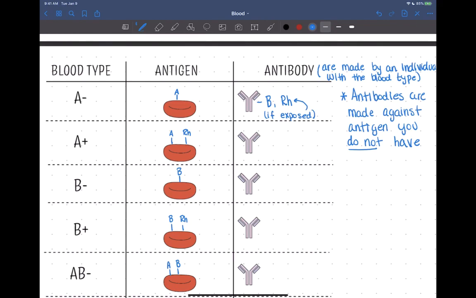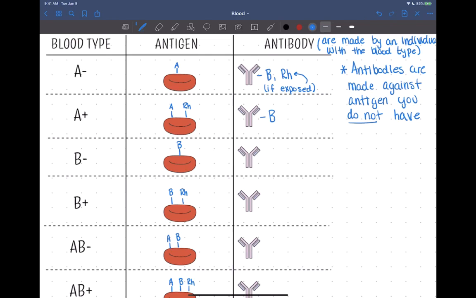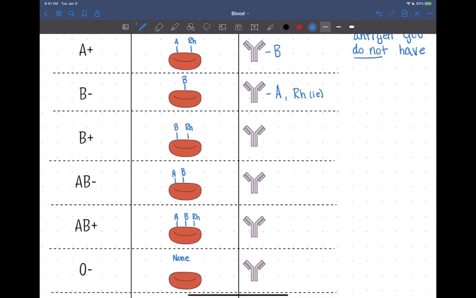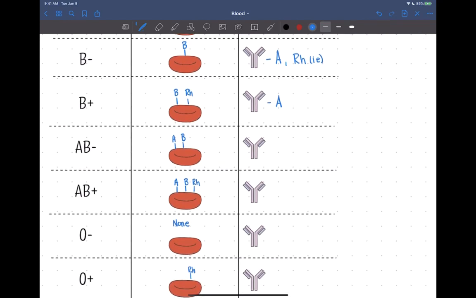Okay, all right, so A positive, the only antigen missing is B, so they would only make antibodies against B. All right, B negative, so we're missing an A antigen and an RH antigen. So they would have antibodies against A, and they would have antibodies against RH, and again, that would be if exposed. Okay, so RH if exposed. So then B positive is only missing the A antigen, so they would have antibodies against A. AB negative is only missing that RH antigen, so they would be RH if exposed.